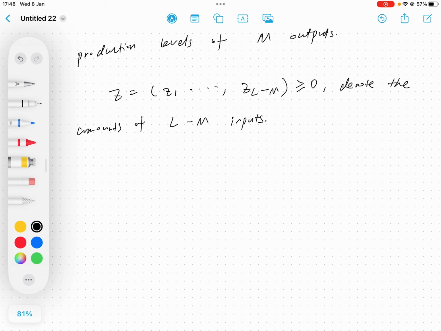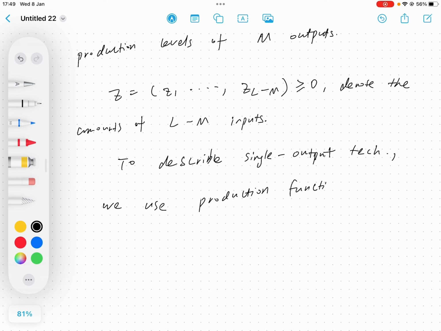Normally we can just regard each firm as having one single output, to easily model this problem. You can always model the problem as multiple firms, with each individual firm producing just one single output. So let's say a single output technology, following the textbook, that is described using a production function. To describe that, we use the production function, which is called F, taking all those Z's.